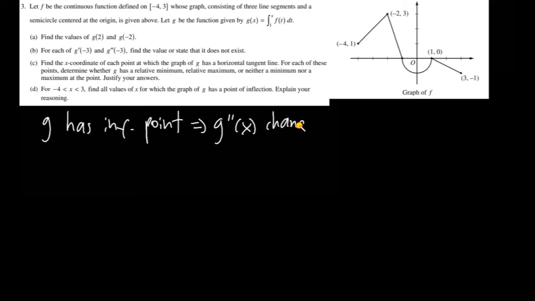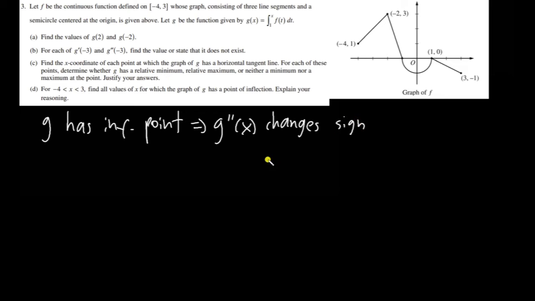For negative 4 is less than x is less than 3, find all values of x for which the graph of g has a point of inflection. Explain your reasoning. Okay, so this is one of those times where one of those step-by-step things that I like to do will come in handy. So we want to figure out where g has an inflection point. If g has an inflection point, what does that mean? Well, that means that g double prime of x has to change sign, right? That's what an inflection point is, where the second derivative changes sign.